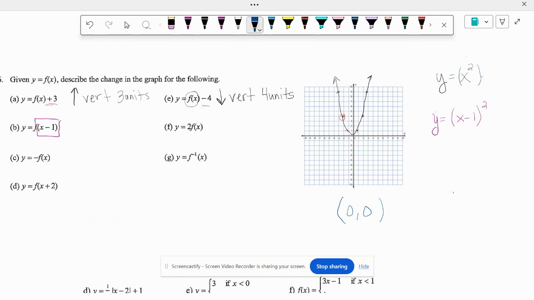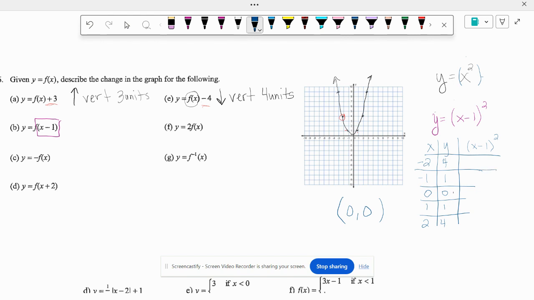I'm going to make my table of values again because I think it's important for you to see what's happening. I'm going to start with the parent function, and then I'm going to throw in this (x minus 1) the quantity squared, and we're going to see what happens. So parent function: negative 2 squared is 4, negative 1 squared is 1, 0 squared is 0, positive 1 squared is 1, positive 2 squared is 4.